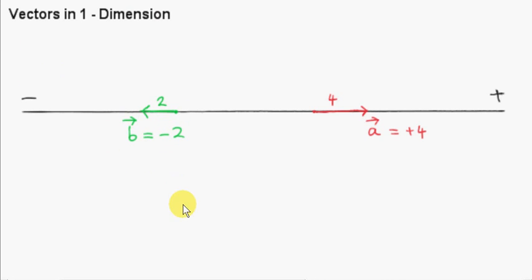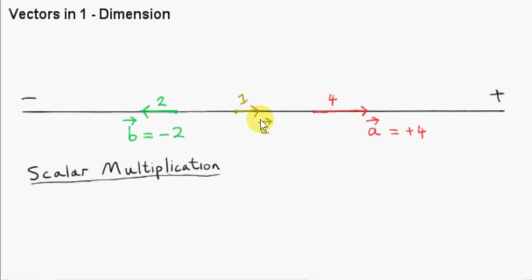Again, I could show vector B anywhere in the plane of the screen. I could show it down here as long as its magnitude is 2 and it points to the left. Here is another vector which I'm calling C. Its magnitude is 1 and it points to the right. So we could write C equals plus 1.